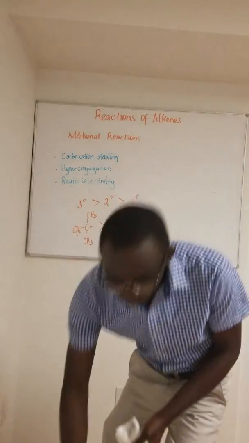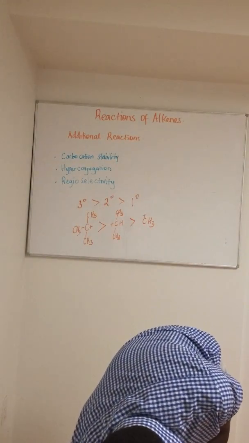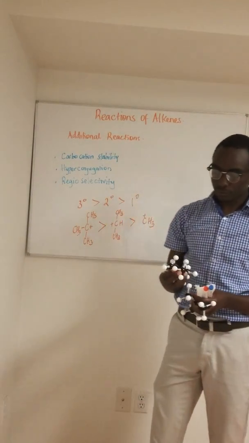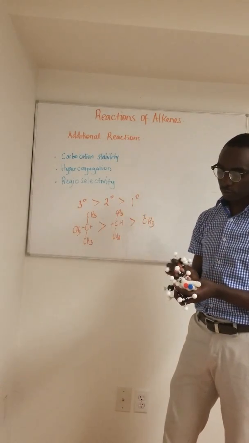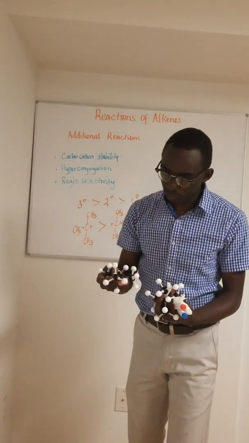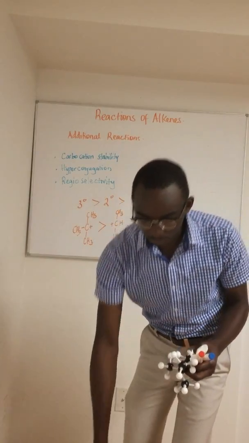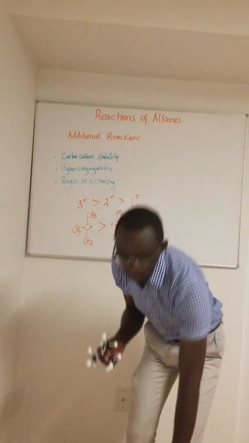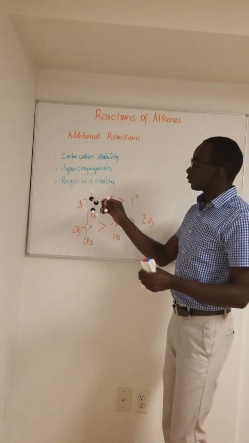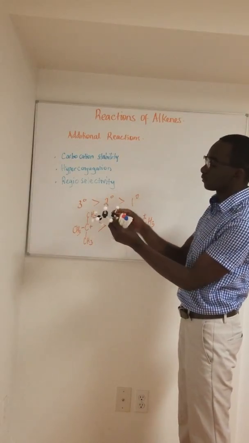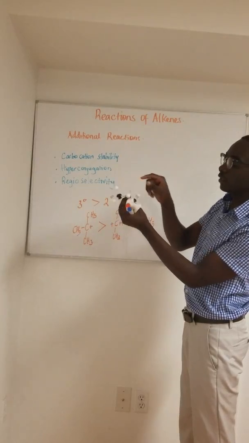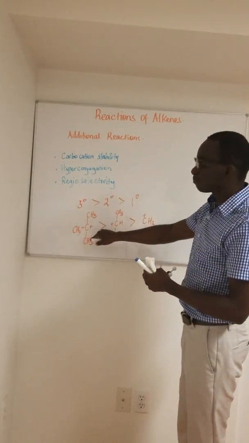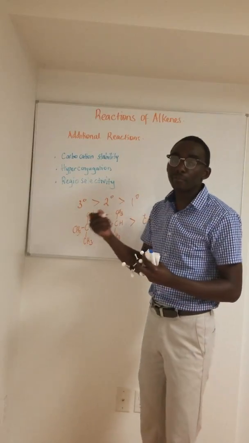Here I have my molecular models. Let me begin with the tertiary because it's the most stable one. This is a good example of a tertiary, whereby this carbon is bonded to 3 other carbons. Usually the plus on the carbon means that we have an empty p orbital.